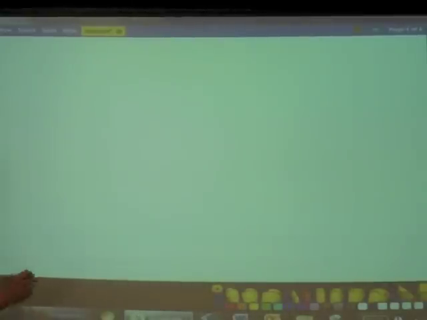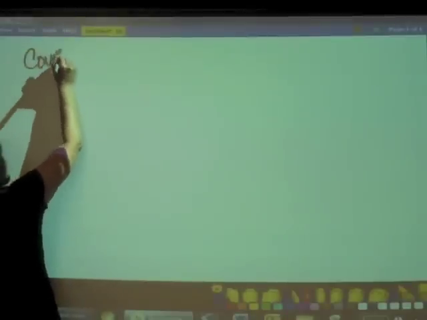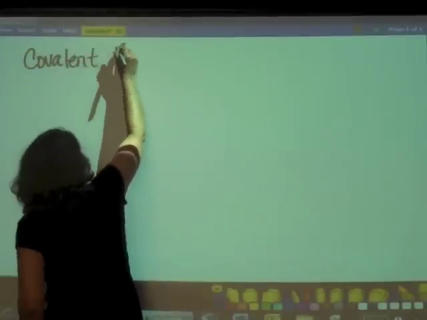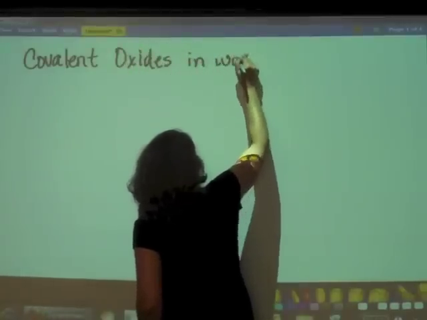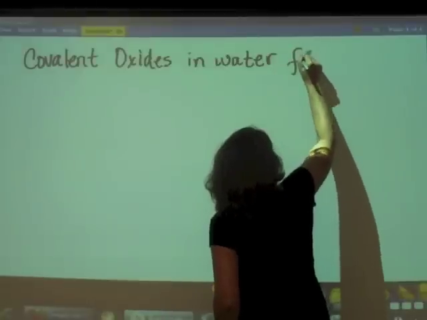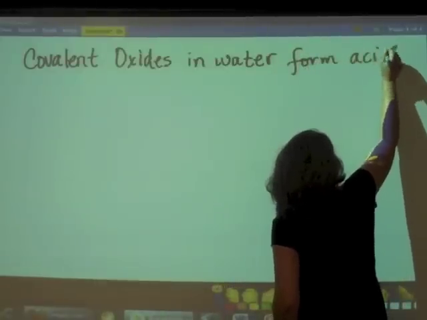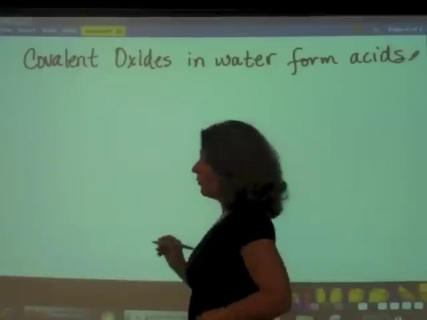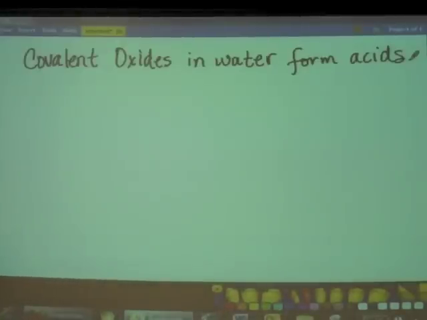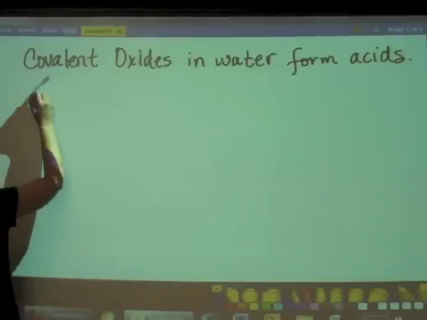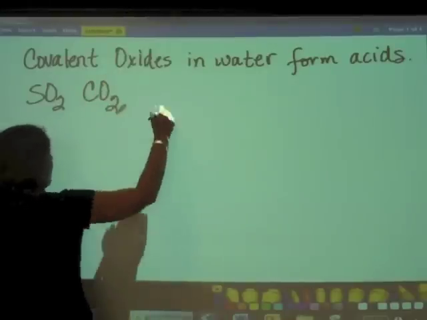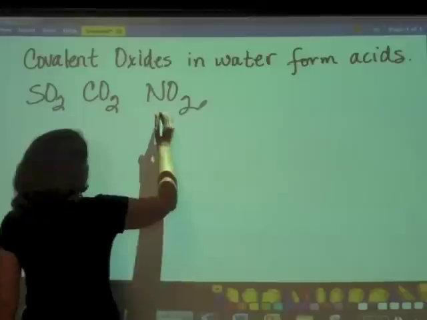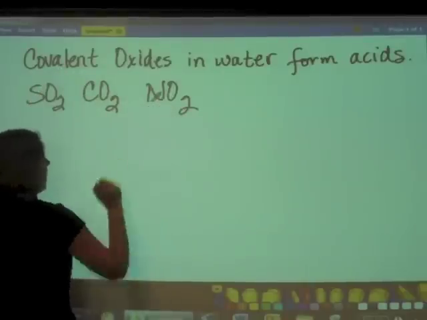All right, let's talk about reactions in water. Covalent oxides in water form acids. So what are some examples of covalent oxides? So that's non-metal oxides, like SO2, CO2, NO2. Okay, non-metal, covalent, non-metal oxides.